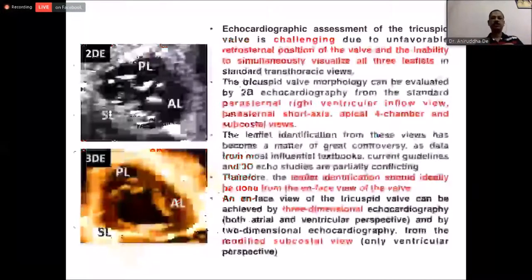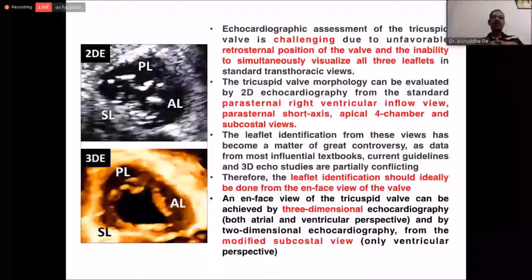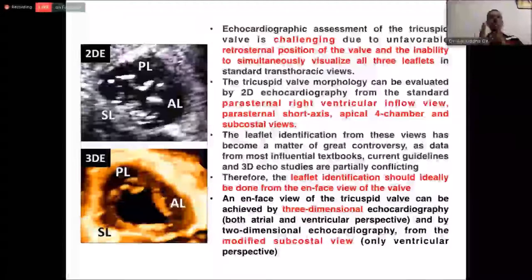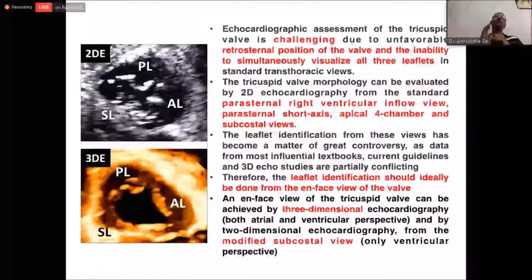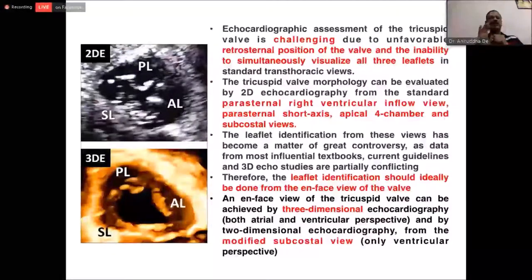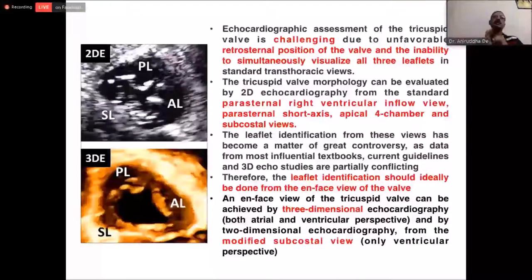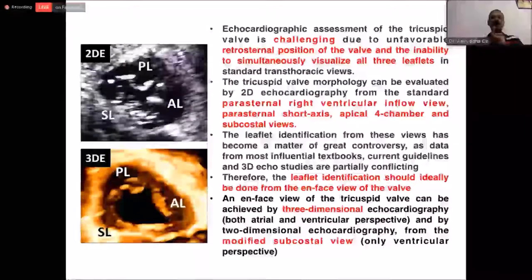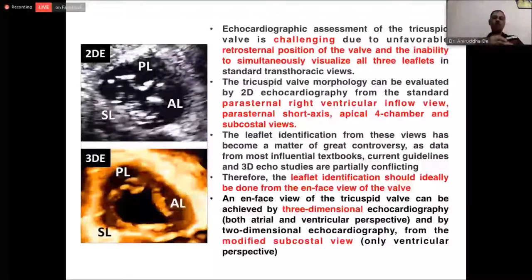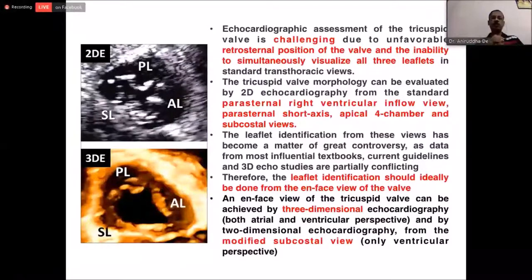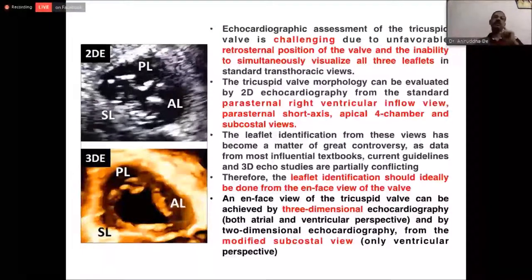Now, while the en face view is the best in echocardiogram, the four more important views we practice are the parasternal right ventricular inflow view, parasternal short axis view, apical four chamber view, and the subcostal view. The leaflet identification should ideally be done from the en face view of the valve. And that can be done only by three-dimensional echocardiography, or in transthoracic echocardiography by two-dimensional echo from the modified subcostal view and only from the ventricular perspective.